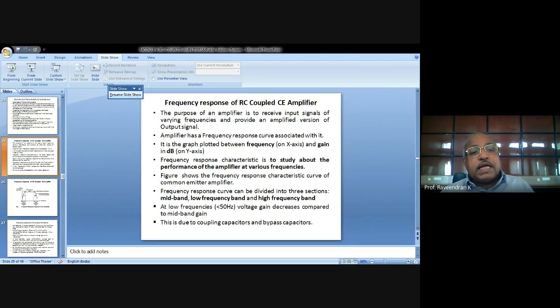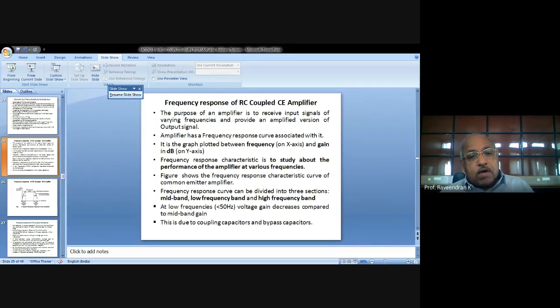Then what about the mid-frequency range? In the mid-frequency range, between 50 hertz and 20 kilohertz, that is the audio range of frequencies, the voltage gain of the amplifier is almost constant. That is referred to as mid-band gain. That frequency range is called the frequency band. For an audio amplifier or a CE amplifier, the mid-band frequencies are between 50 hertz and 20 kilohertz. 50 hertz is the lower frequency point, and 20 kilohertz is the higher frequency point.